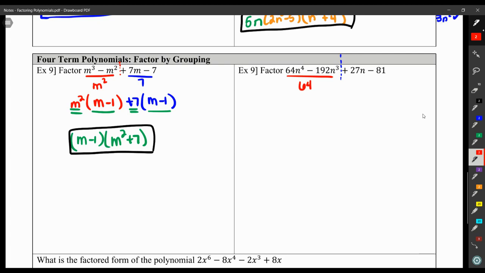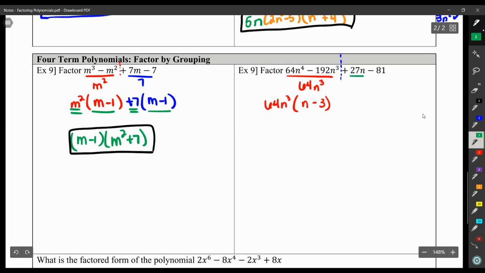Now, n to the 4th and n to the 3rd, I can take out n to the 3rd. So 64n to the 3rd comes to the outside, and we have n minus 3 left over. Now let's look at the other half, 27n and 81. So again, 27n and 81, I'm going to try a 27 because that's the lowest number of the 2, and I know I can divide 27 by itself. So 81 divided by 27 is in fact a 3. So I can divide out a 27 from both of those numbers. And we're left with n minus 3.